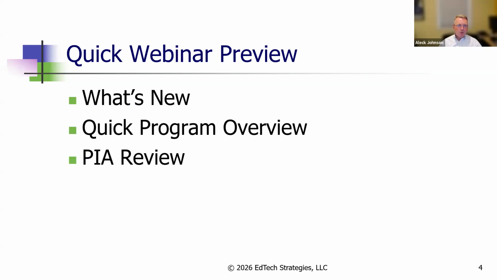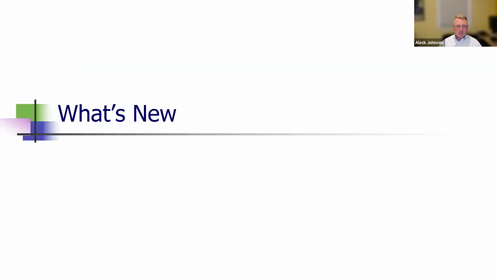So basically, we're going to cover 3 things during the webinar today. The first, we're going to talk about what's new in the program. Normally, that's pretty minimal, but today it's pretty extensive. Second, we're going to just go over where we are in the E-rate process and what the program overall looks like. And then we'll get into the meat of today's presentation, which is talking about the PIA review process. So first, what's new?